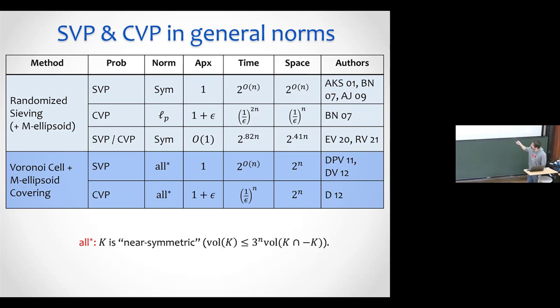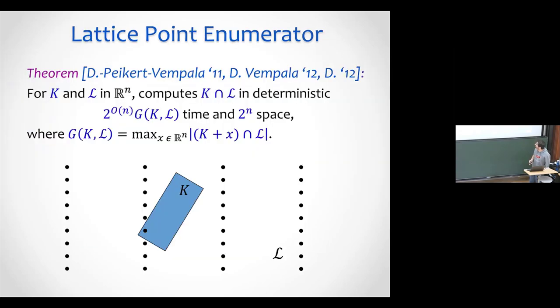Fritz and his student Moritz Benson, and Thomas and his student, have had some recent progress on improving complexities for general norms. And what I want to talk to you about today is one of the base techniques here, which uses a mixture of the Voronoi cell and a technique in convex geometry called an M-ellipsoid covering. This will fit the theme of adventures in lattices and convex geometry, and you'll see how that fits together.